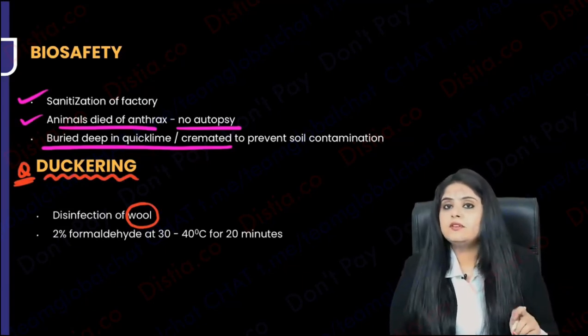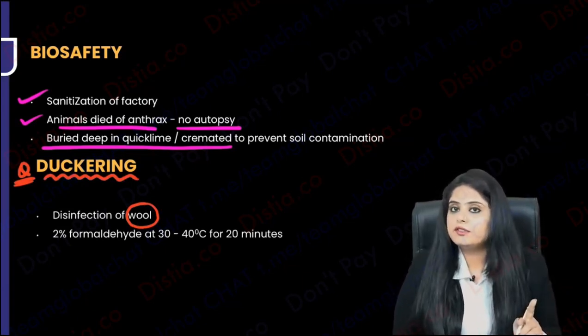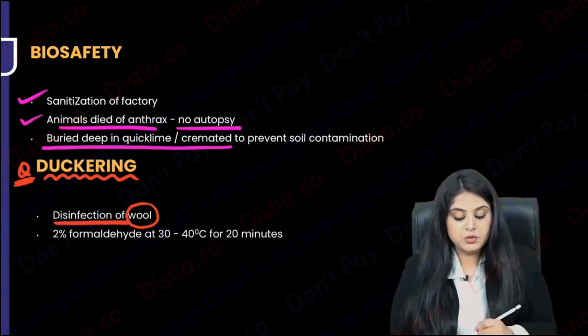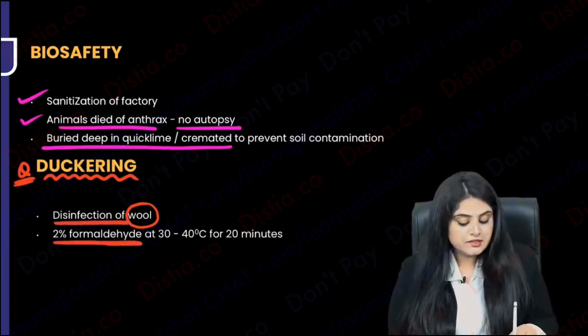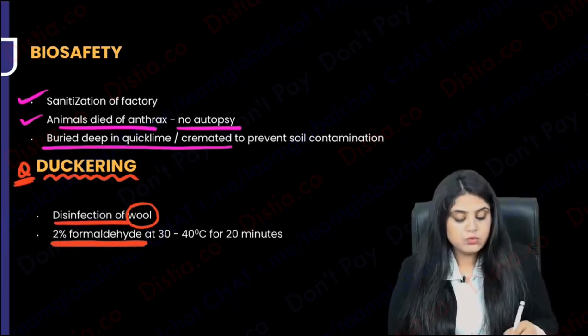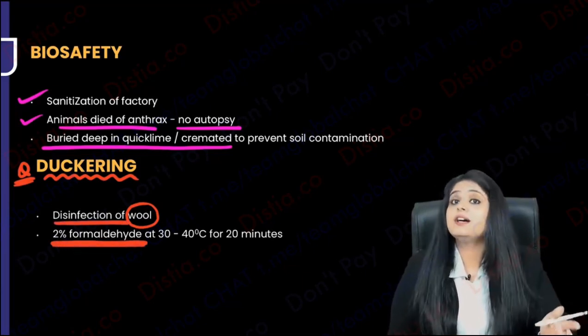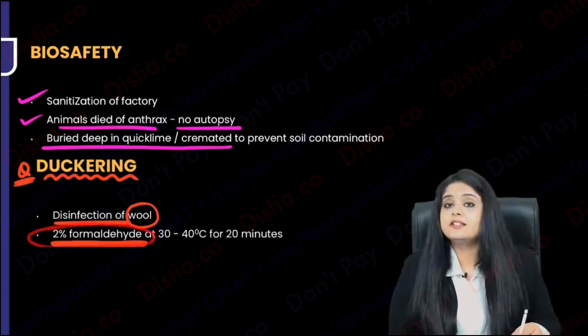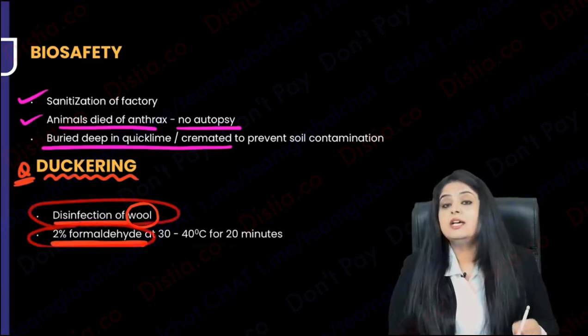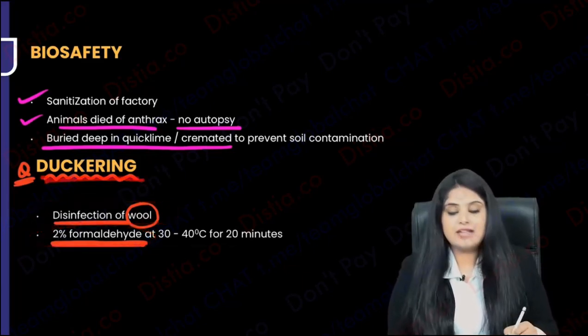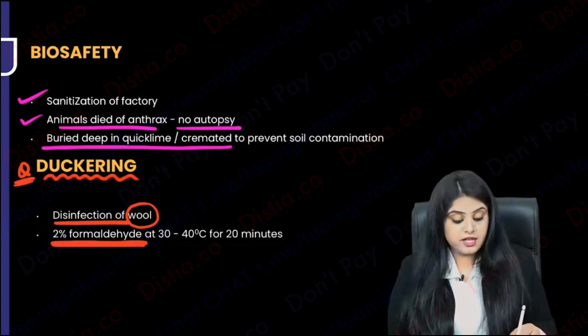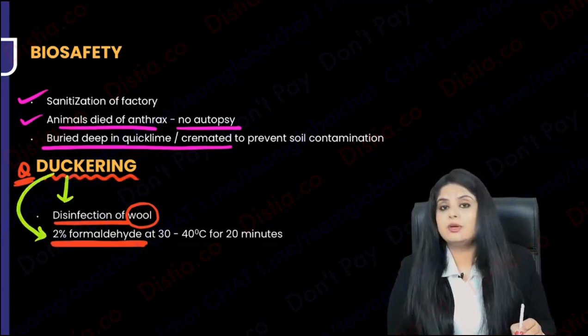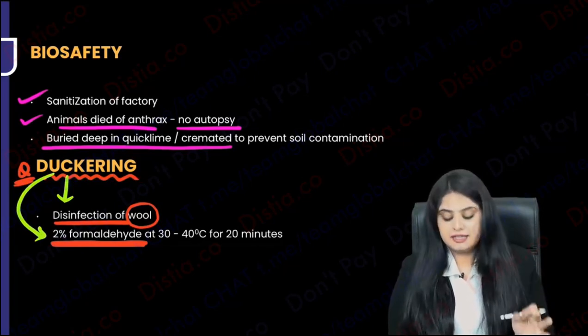Now we all know people working in the wool industry are at a risk of this disease. So you will have to disinfect the wool. How do you disinfect wool? It is done by formaldehyde, and when you go to your sterilization and disinfection chapter, I have taught you over there that duckering is done. One of the uses of formaldehyde is that it is used for the disinfection of wool, and disinfection of wool is known as duckering. This process, this is where a question shall come to you guys. Remember, 2% formaldehyde is used.